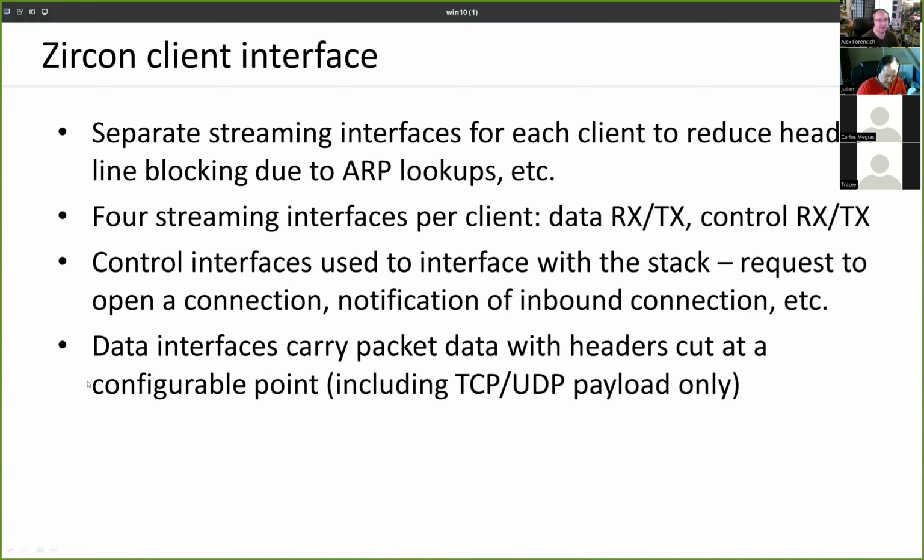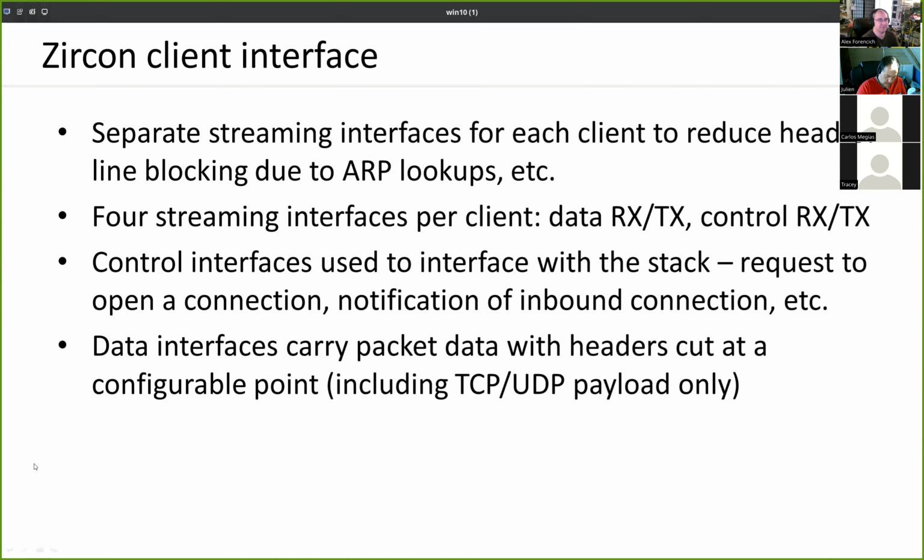And this is how you make requests to open connections, or how you get notifications of new connections, that sort of thing. The data interfaces will then carry the packet data with the headers cut at a configurable point. So you could get the whole packet, you could get just the Ethernet payload, just the IP payload, just the UDP payload, depending on how you configure the stack.